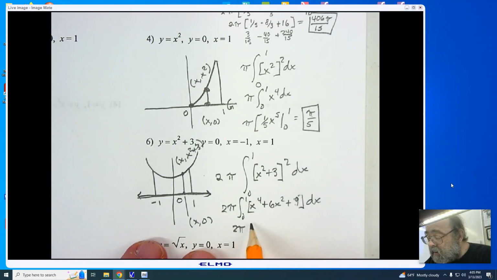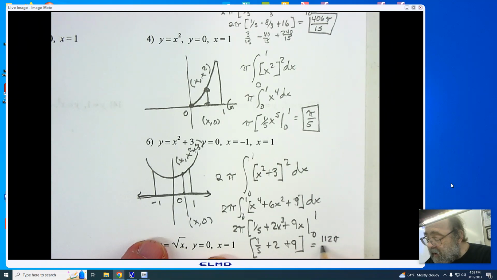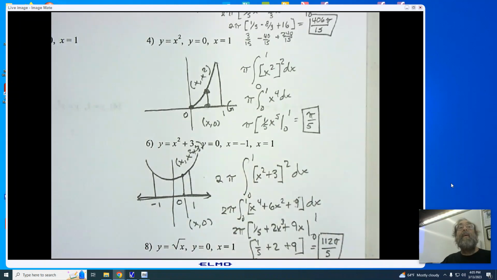We're now ready to integrate. 2 pi, 1/5, plus 2 wholes, x cubed, plus 9x from 0 to 1. That's 1/5 plus 2 plus 9. That's 11 or 55 plus 1 makes 56. 56 doubled is 112 pi, and we are looking at fifths. And there's my answer.